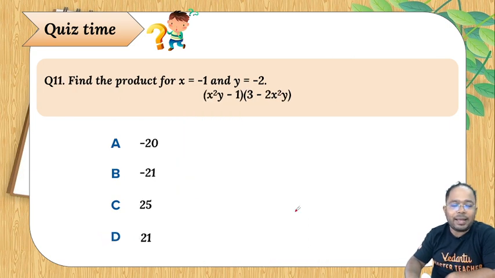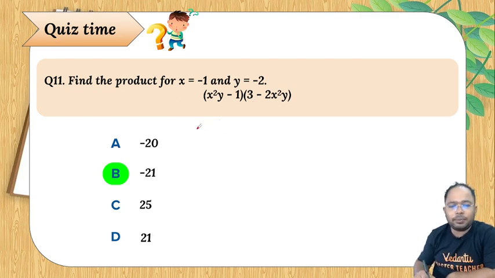Wonderful. Let's look into the next question, students. Find the product for x equal to minus 1 and y equal to minus 2. Come on, this time you solve it and get the right answer. Okay, I'm hoping everyone has completed. Let's look into the answer. So the answer is once again minus 21.